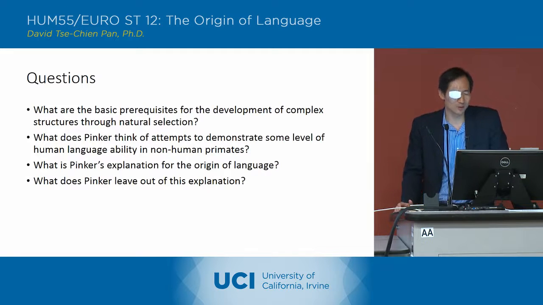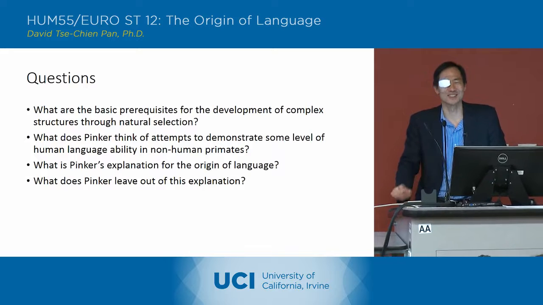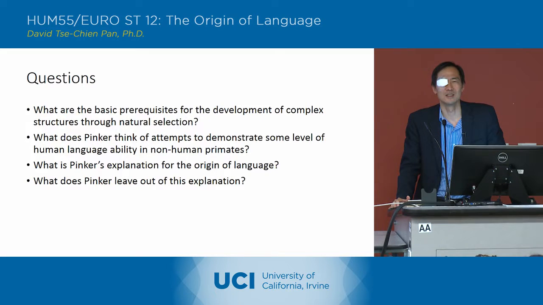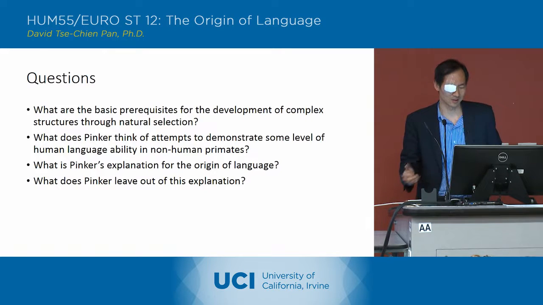What are the basic prerequisites for the development of complex structures through natural selection? Three prerequisites. There must be a small variation in population. Variation must be inheritable. Variations must lead to corresponding variations in survival rates. Good. So there must be small variations in a population, those variations have to be inheritable, and those variations also lead to variations in survival rates of individuals. Right. Have to have all three in order to have natural selection lead to some kind of evolution.